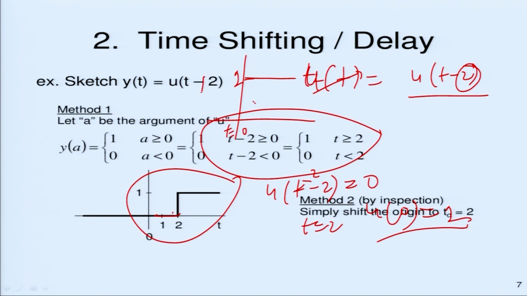Whenever we advance in time, suppose we have to write t plus 2, then we will write it like this: u(t + 2). This is time advancement, because suppose 0 was a reference. If you subtract, you have delayed it. If you go behind in time, that means you have advanced with respect to the origin.